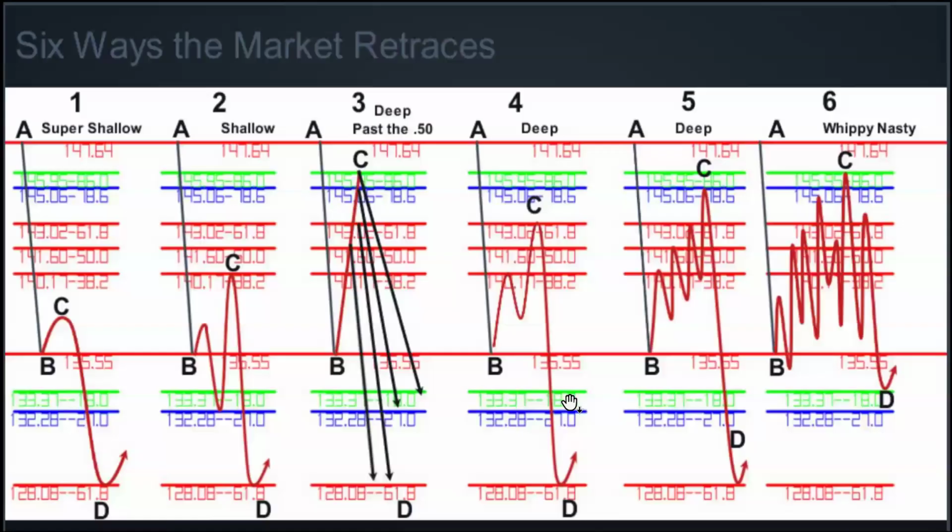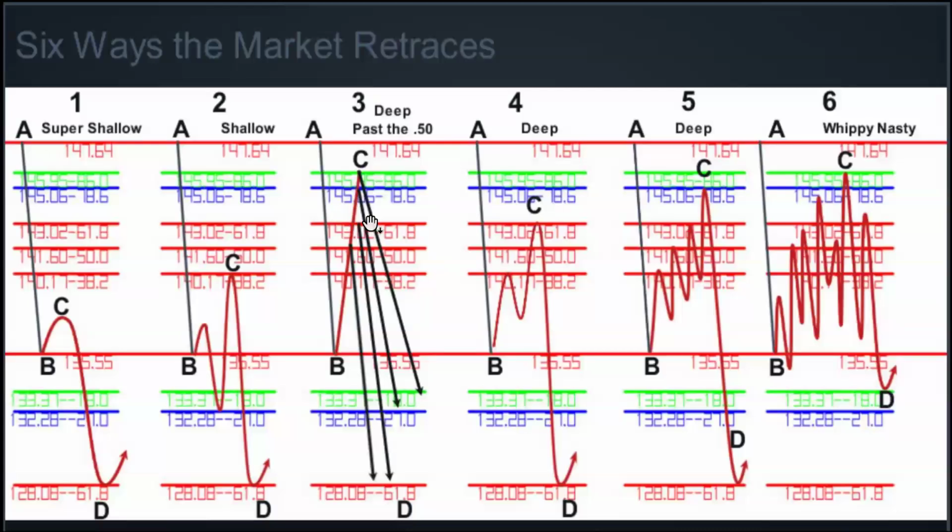So the same 6 ways for the retracement, and the market retraces. It's just similar to what we did in the uptrend. The market comes with a shallow retracement and drops down. The market does a shallow retracement as if it wants to go up, and then pulls back into the AB boundary, locates a new C, and then drops down to D.